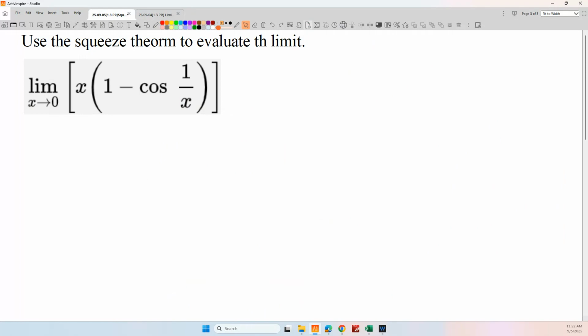Now, x can't equal 0, but for any other number, 1 over x is going to give us back some value to plug into cosine, agreed? Again, cosine is limited, isn't it? Cosine, like sine, is going to oscillate between negative 1 and 1. So I'm going to get 1 minus some finite number times 0. So what's the output going to be? It's going to be 0, isn't it? Okay, how could we show that more rigorously using the squeeze theorem?